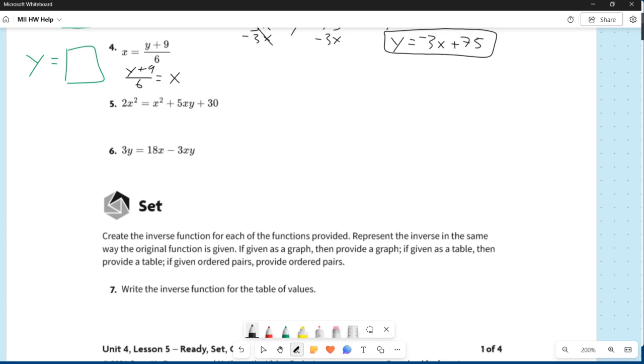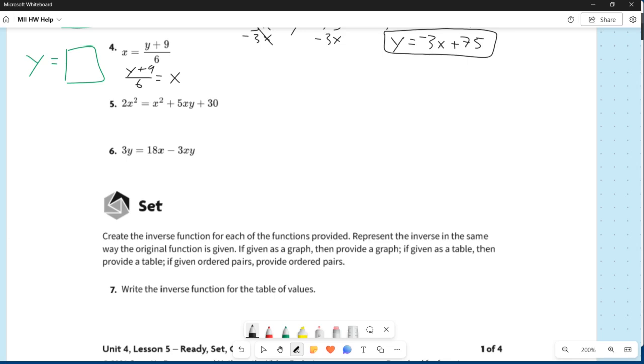To get y by itself, I have to deal with the 9 and I have to deal with the 6. And you're going to want to deal with the 6 first. I guess technically you could deal with the 9 first, but it's way more work than is necessary. So it's going to make your life a lot easier if you deal with the 6 first.